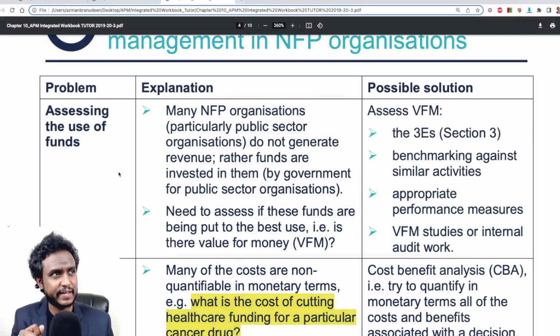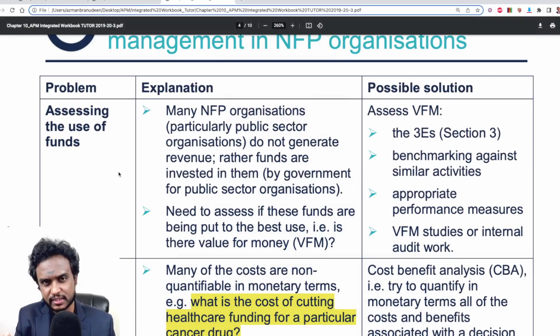Welcome, everyone. We will be looking at the challenges, in particular, to not for profit organizations that they would be facing in the context of managing performance. Let's try to start the discussion in that direction. So, what are the four main problems that NFPs face?